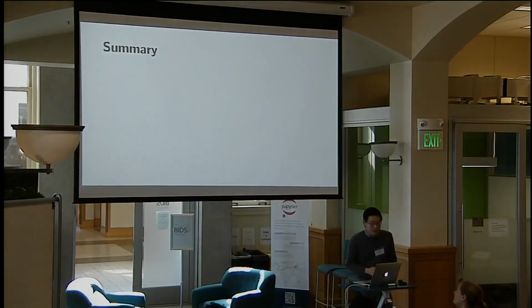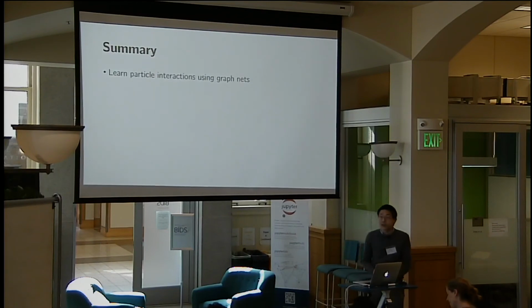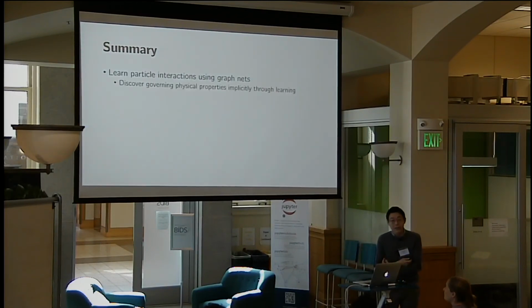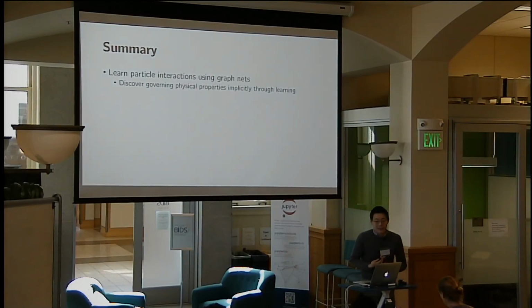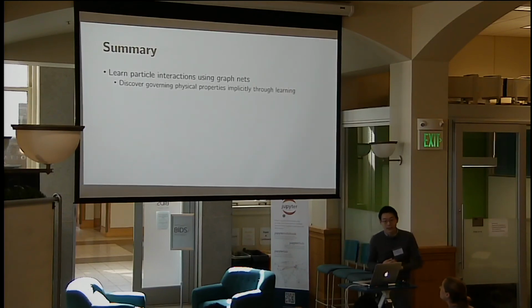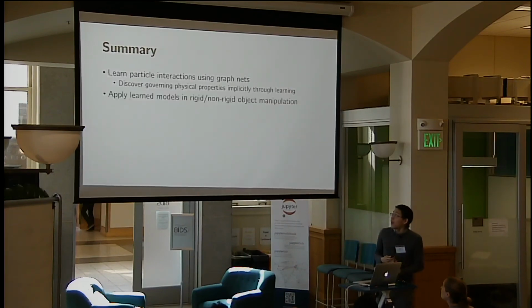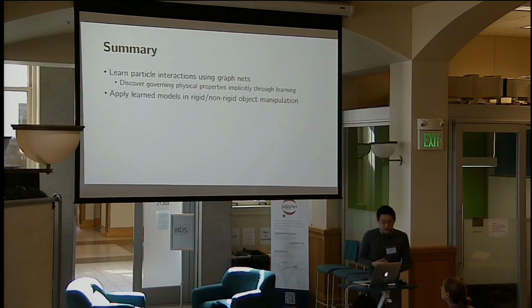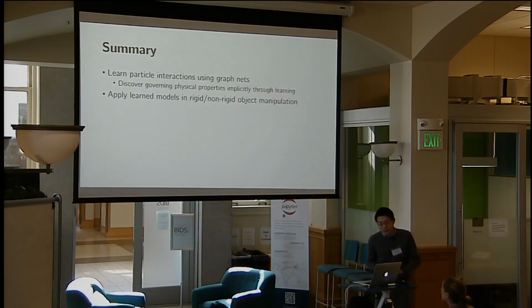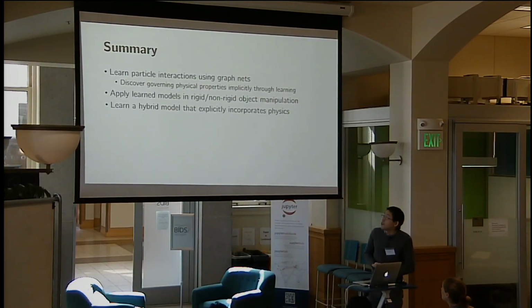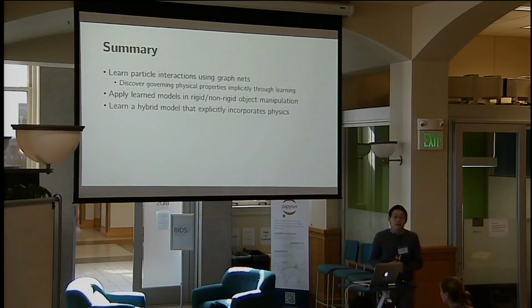All right, so to summarize, we talked about learning physical interactions using graph networks, and we realized the model can actually implicitly discover the governing physical properties through learning. And we've applied the learned models in rigid as well as non-rigid object manipulation. And we also propose to learn a hybrid model that explicitly incorporates physics.